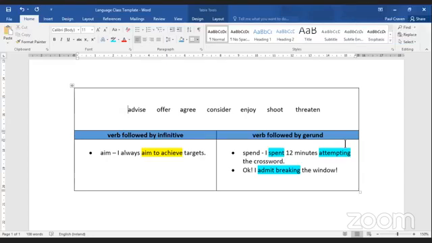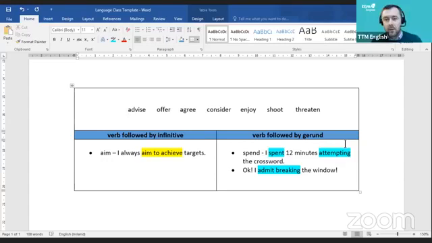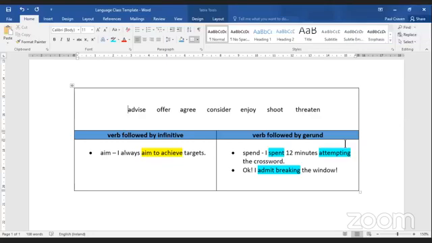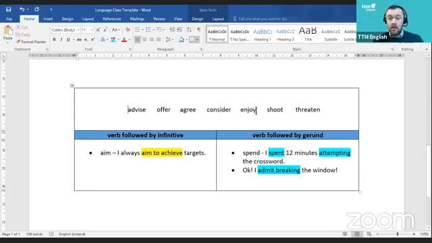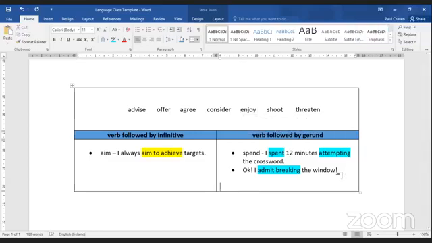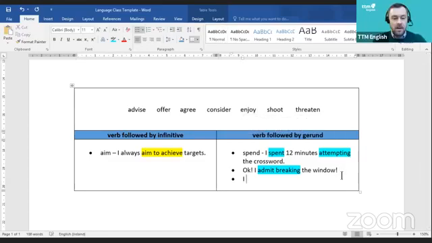Gerund one, sir. Okay, which one is it? I admit breaking the window. Oh, well, we've done that one, Joshna. Oh, you mean you want another example? Yeah. Okay, fine, sir. Spending. I enjoy spending. Sorry. No, that's fine, you're absolutely right. I enjoy spending time with my friends. Perfect. Yeah.